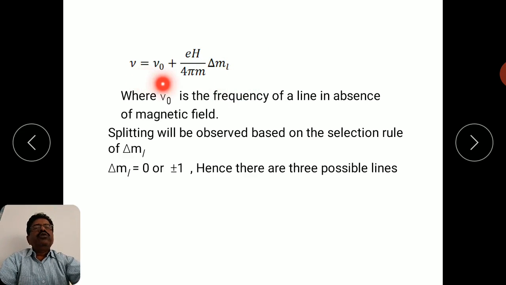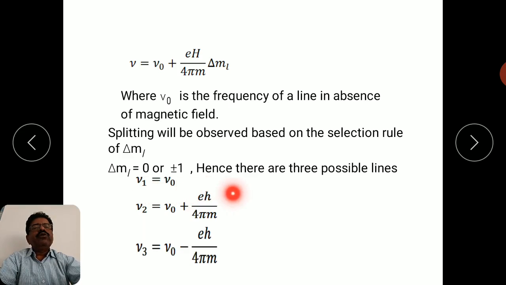When delta ml is 0, nu is equal to nu 0. When it is 1, then nu is equal to nu 0 plus eh upon 4 pi m, and when delta ml is equal to minus 1, nu is equal to nu 0 minus eh upon 4 pi m. So you will get three lines. These are the three lines: nu 1, we shall define it as the first line, with a frequency nu 0, the second line with a frequency nu 2 equal to nu 0 plus eh upon 4 pi m, and nu 3 equal to nu 0 minus eh upon 4 pi m. So they are equally spaced. These two lines are equally spaced by an amount eh upon 4 pi m from the original frequency of the spectral line nu 0.